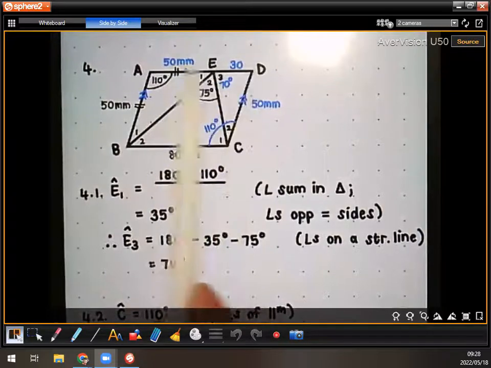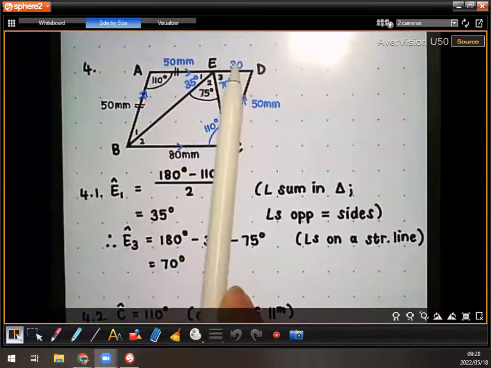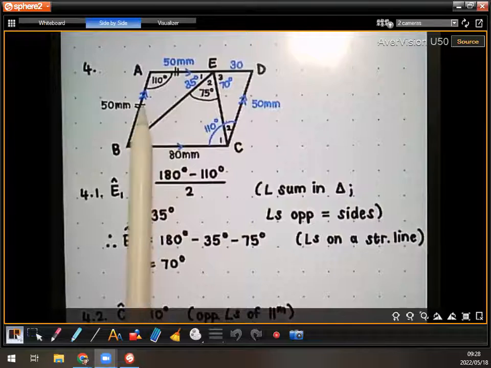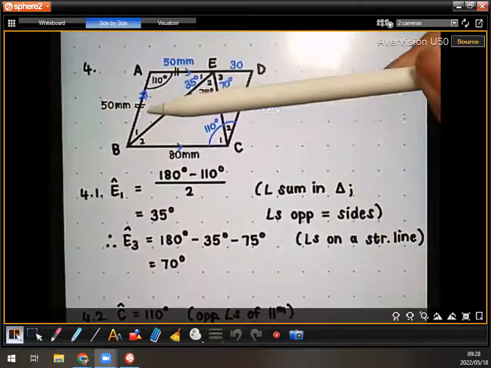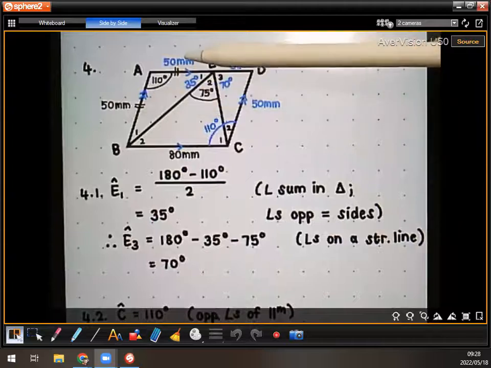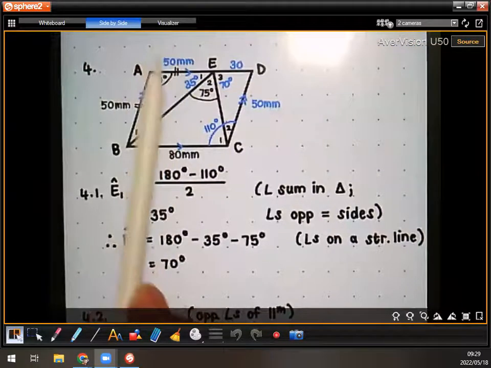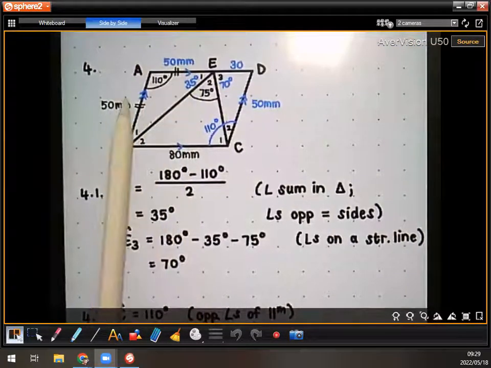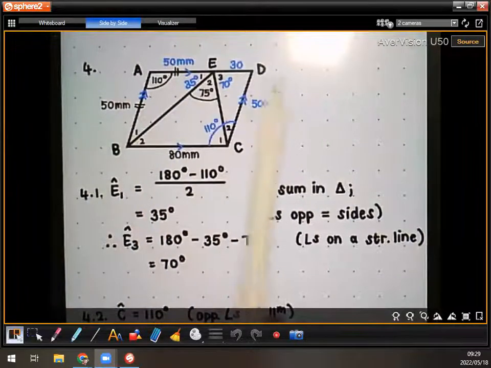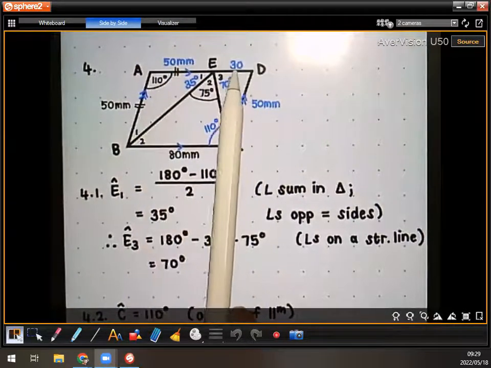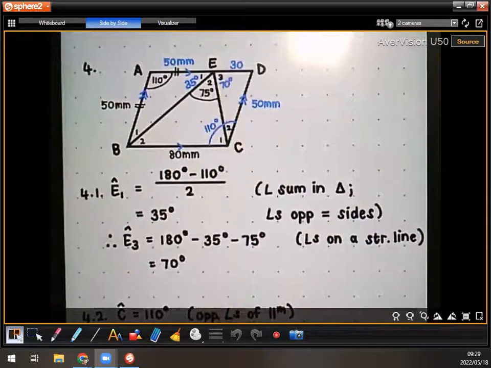Now guys, the top side of the parallelogram was split up into 2 parts, but they told us that AB is equal to AE. They put those lines in on the diagram. So that means that AE has to be 50 millimeters. It has to be equal to this one. So if the whole side is supposed to be 80 and that one is 50, then that has to be 50. See, I filled all of that in before I even did any calculation.